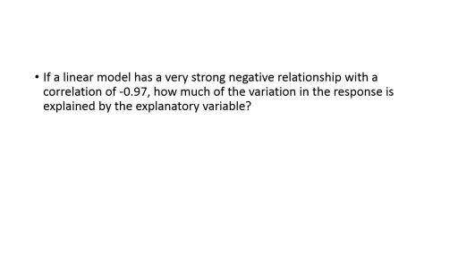Okay, so if a linear model has a strong negative relationship, correlation of negative 0.97, how much variation in the response is explained by the explanatory variable? So basically it wants the r squared for this. So it wants to know what is the r squared. So you take 0.97, you square it, and you get 0.94. Okay, so your r squared is 94, which would mean what is the percent of the y values that explain the regression? 94%, obviously.